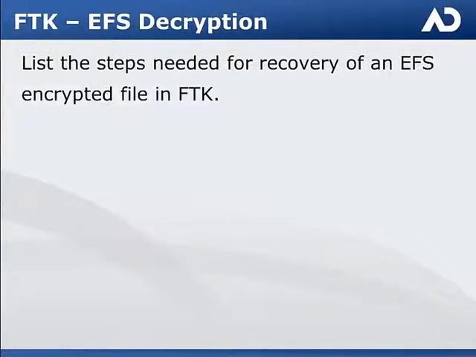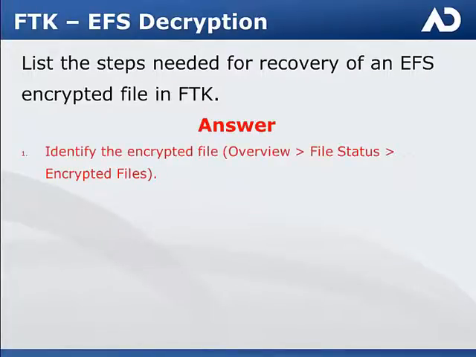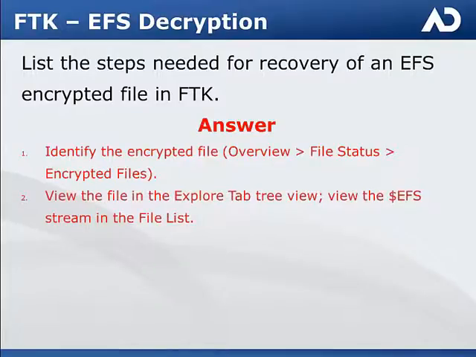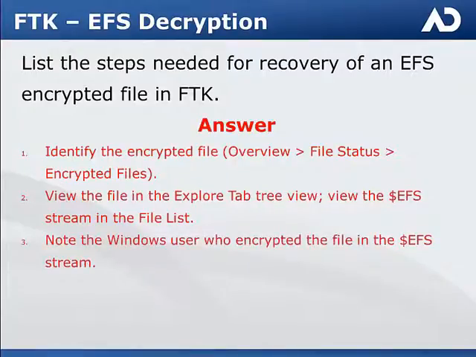List the steps needed for recovery of an EFS encrypted file in FTK. Number 1, identify the encrypted file, and you do this from the Overview, File Status, Encrypted Files container. Number 2, view the file in the Explore tab, Tree View, then view the $EFS stream, which is a child file, in the file list. Number 3, note the Windows user who encrypted the file in the $EFS stream.